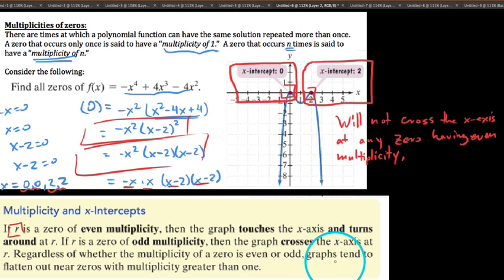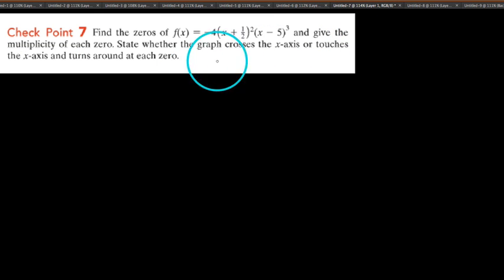We say graphs tend to flatten out near zeros with multiplicity greater than 1. Okay, which just means if you have a 0 that happens a lot of times, your graph flattens out right next to it. So this is good to know about our multiplicity in our graphs, because as we get into the next videos here, we'll talk about how to sketch these. So for right now, let's talk about this.